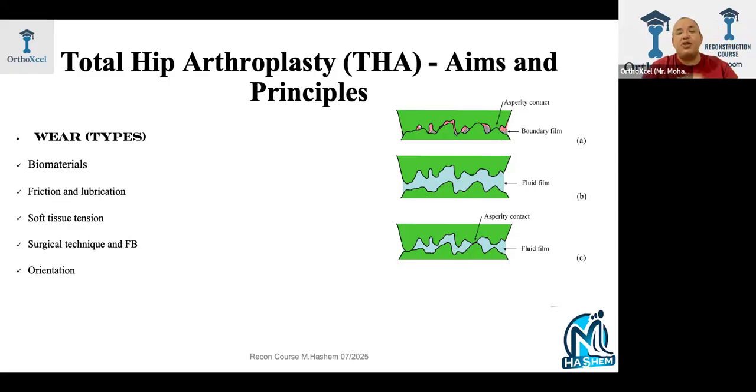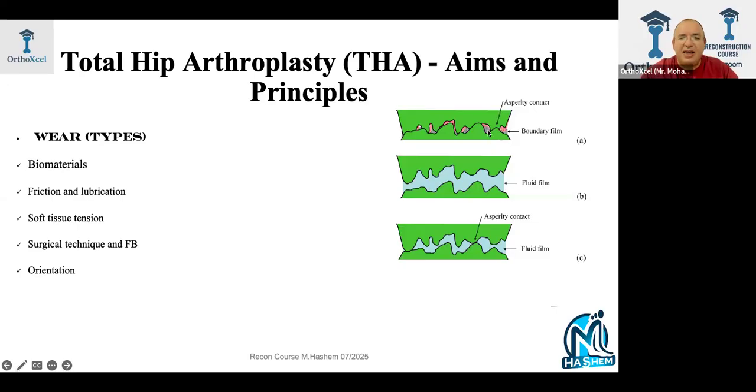And the lubrication for the total hip happens in 2 forms. The good form, which we all wait for, is this fluid film form. It means the surface is much smoother. There are no many asperities on the surface. It means there is a whole film of lubricant between the surfaces. This equals low friction between these 2 surfaces.